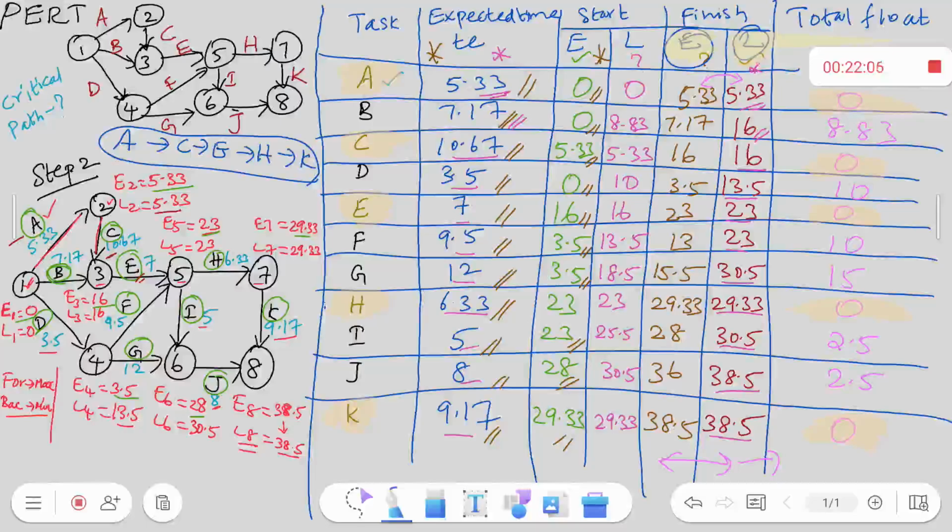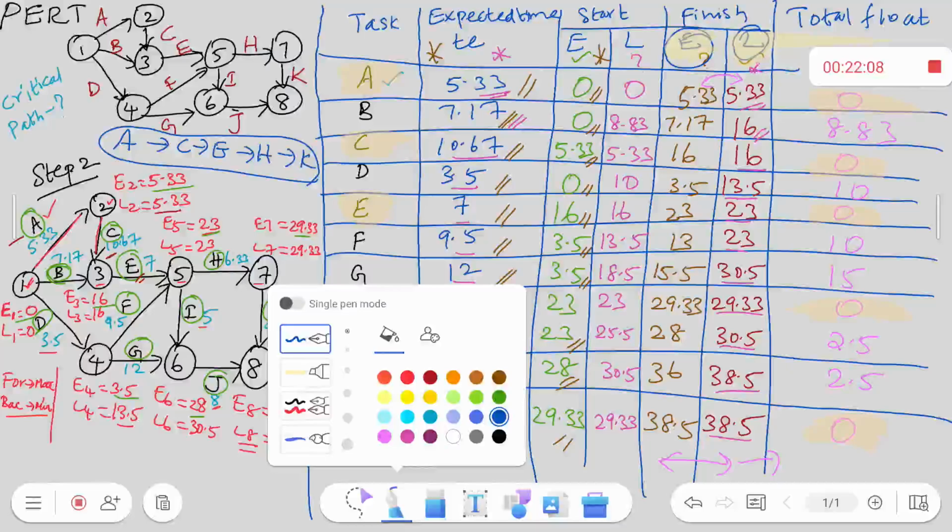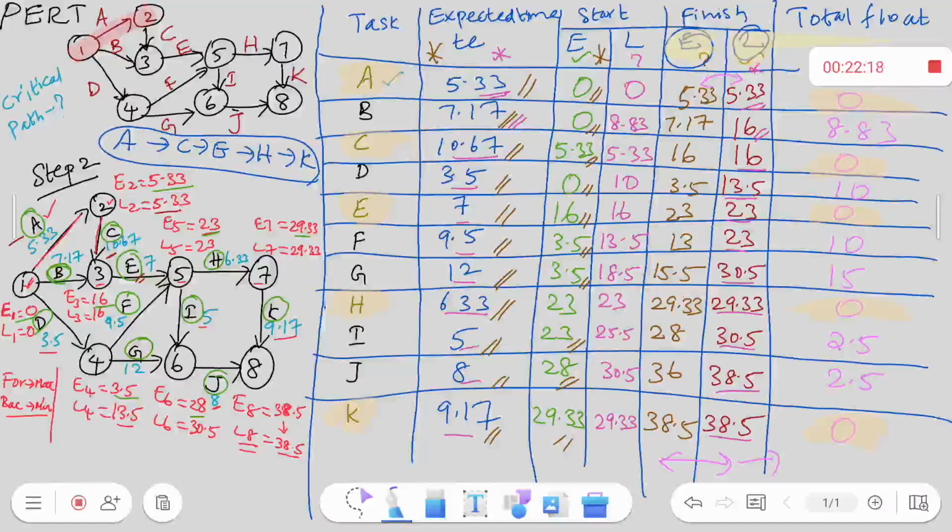When I take the critical path, the network goes like this. That is A to C, so first I travel like this. Then from C it goes to E, then to H, then to K. So my critical path is 1 to 2, 2 to 3, 3 to 5, 5 to 7, 7 to 8. This is my critical path. Thus it can be solved. Thank you.